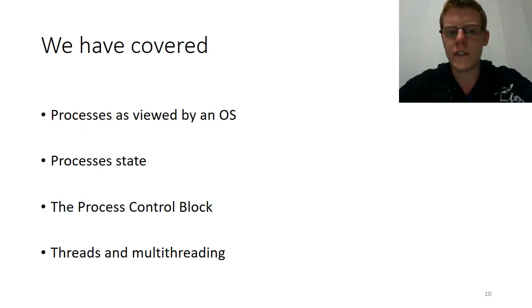So the takeaway for this video is what a process is as far as an operating system is concerned, what comprises the elements of the state of a process as far as an operating system is concerned, what the process control block is, and threads as distinct from processes, and the methods of multi-threading and multiple process handling that an operating system might have.